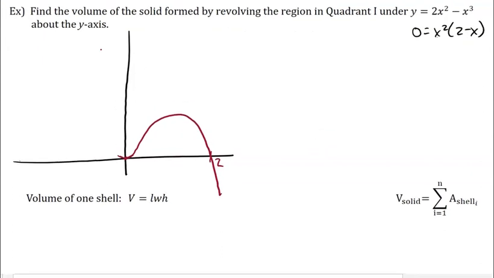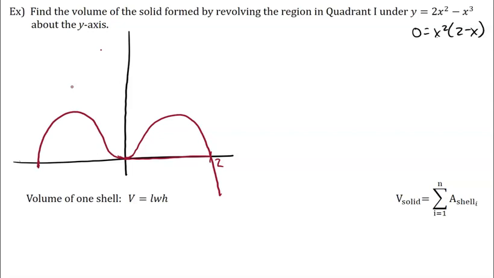And then we are taking that region. It does say bounded in quadrant 1, so we are taking this region and rotating it around the y-axis. So I'm going to start by reflecting that x-intercept over here, 2 units the other way. And it comes up and back down, something like this.